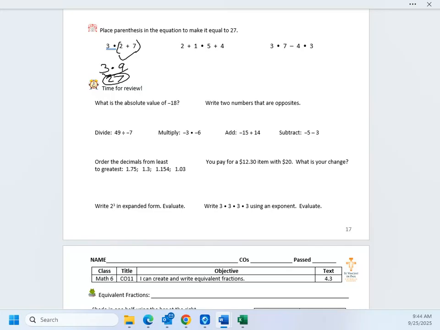So you need to find where to put the parentheses on the next two to make it equal 27. So a lot of times those parentheses have to go around adding or subtracting something. So you do that first, otherwise you have to multiply or divide first. But if it's in parentheses, that always comes first. Then you have your review. Look back at previous objectives to help you if you need it. Any questions?